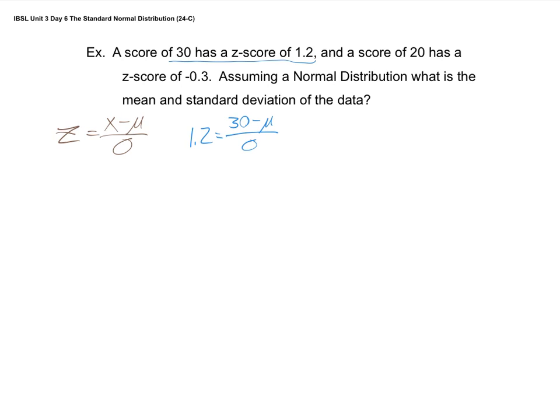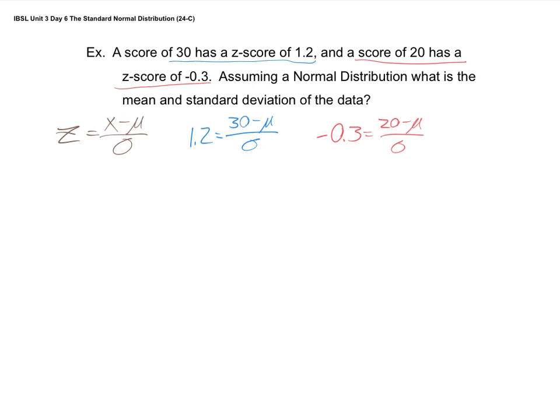So I have two variables here, which is okay, because we have more than just one piece of information. We also have the fact that a score of 20 has a z-score of negative 0.3. So are we going to make them equal to each other? We're going to do a system of equations. So a z-score of negative 0.3 is going to equal 20 minus mu over sigma.